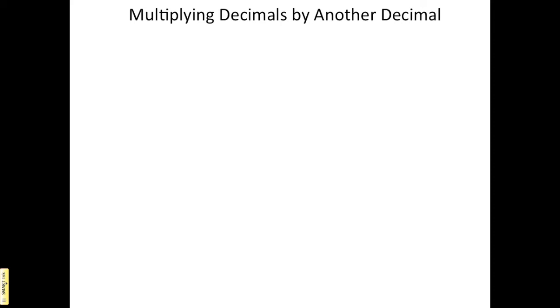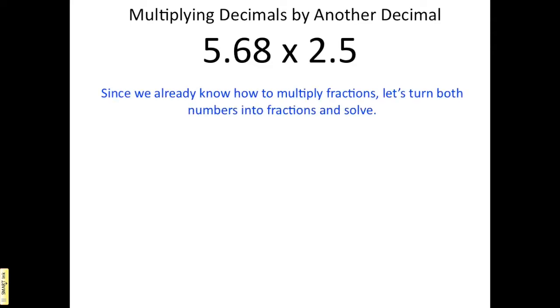In today's lesson, we'll be multiplying decimals by another decimal. To learn this, we're going to start with the example 5 and 68 hundredths times 2 and 5/10. Since we already know how to multiply fractions, let's turn both numbers into fractions and solve.